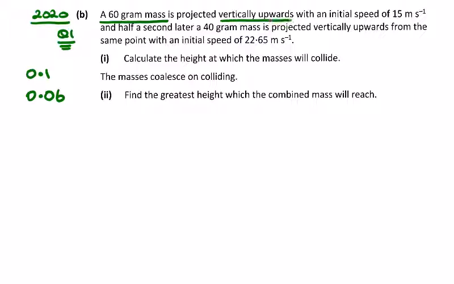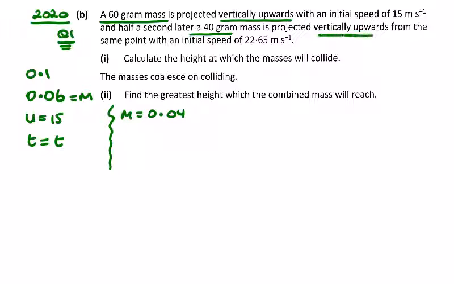Projected vertically upwards with an initial speed of 15. U is equal to 15. We have its mass. And half a second later, so let's call this time t. And then we have something else happening. We have a 40 gram mass, 0.04, projected vertically upwards from the same point, initial speed 22.65, and we imagine that it's half a second later, so it's in the air for half a second less, so t will be equal to t minus 0.5.